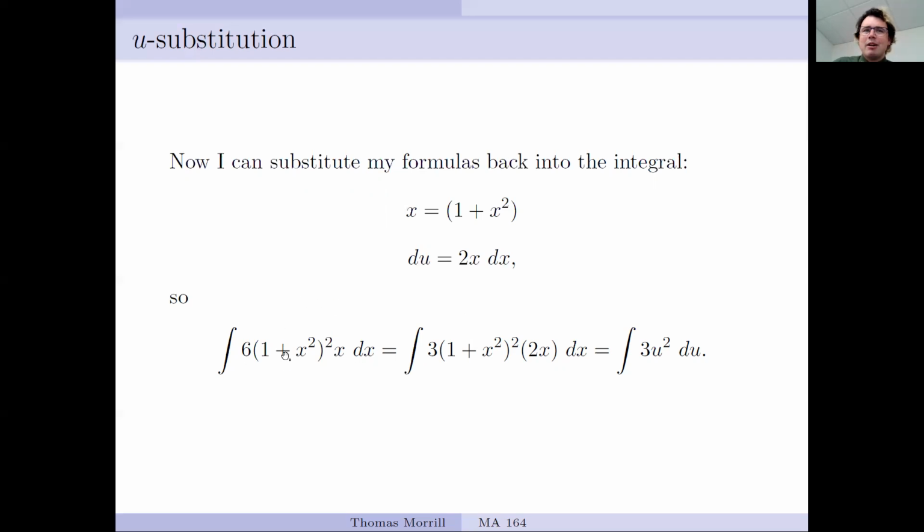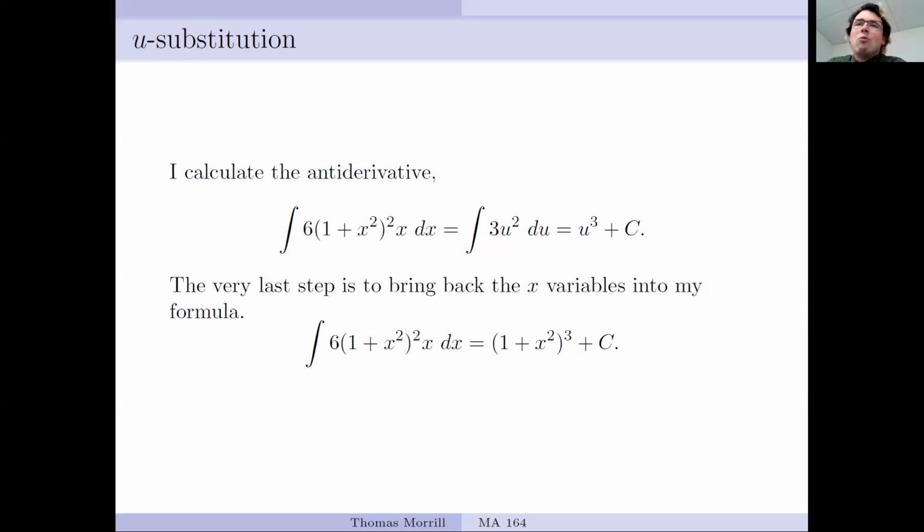So this stuff over here, maybe I can multiply that out, do a power rule, but I don't want to. I want to do this. It's so much simpler. So I'm going to integrate what is the integral of 3u squared du. Again, it's an indefinite integral, so I know that I'll have u cubed as my antiderivative plus some constant of integration. And that's pretty much it.